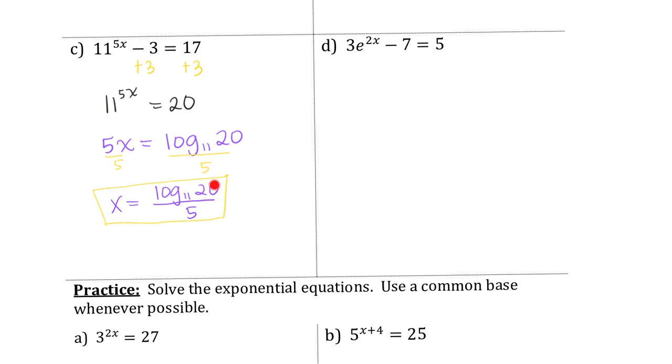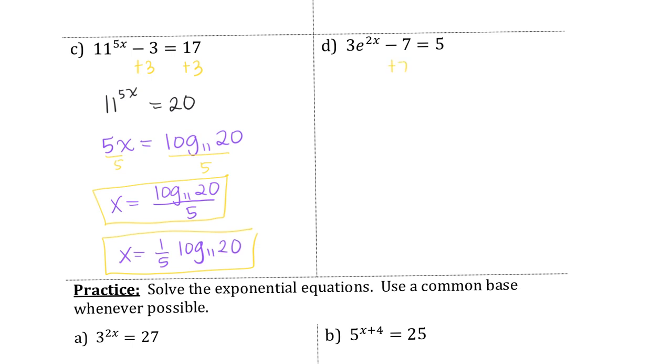You can't simplify it because this is one single expression at the top. The other way we sometimes write it is we will say x is 1/5 of the log base 11 of 20. And that makes it a little more clear that you are dividing the entire log by 5. But either format's fine with me. One more, and then we're going to do mixed practice.